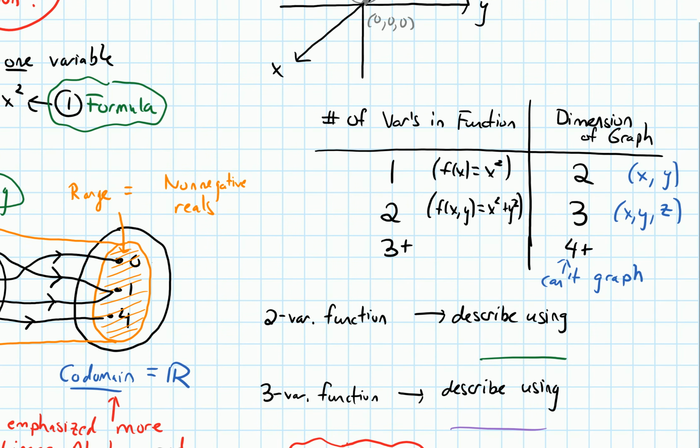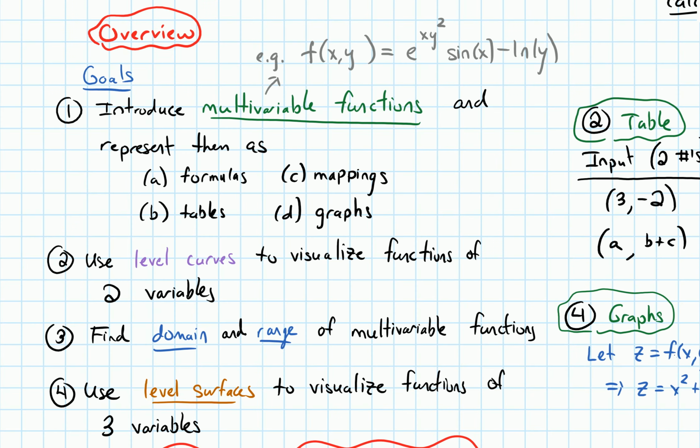So with a two-variable function, we can describe it using what are called level curves. And we'll see level curves and what they are in the next video. And with a three-variable function, we can describe it using level surfaces. And we'll see that a few videos from now, later in this section. So in terms of our goals for this section, we have now introduced what multivariable functions are and talked about representing them in these 4 common ways, as formulas, tables, mappings, and graphs. In the next video, we'll talk about what level curves are and how they help us visualize functions of two variables.